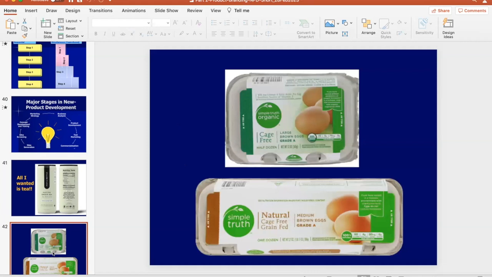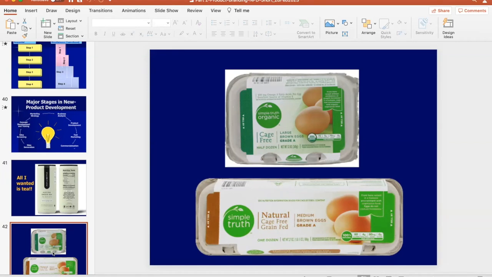So let's look at another example very quickly. Cage-free Large Dozen Simple Truth Organic. So in that situation, are you buying these eggs because it says Simple Truth? That's the brand, you trust the brand. But suddenly you say, you know what, why did you buy these eggs? I buy these eggs because they're from chicken, they are cage-free. Then someone comes, another smart marketer, and he says, well, it's grain-fed. So not only it's cage-free, but it's grain-fed.